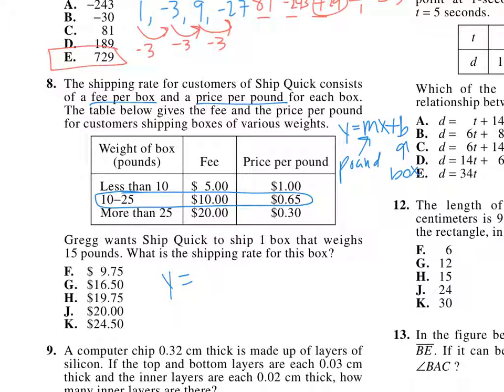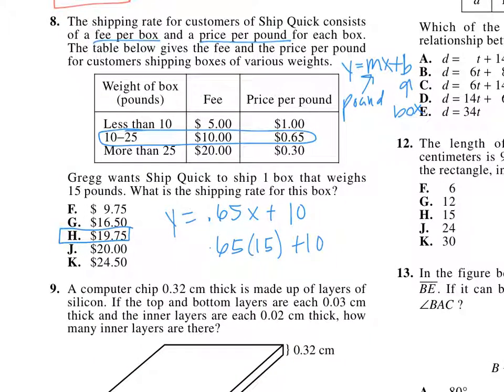So our y equals mx plus b, well, it's going to be 65 cents per pound plus $10 just to ship it at all. And then we know the box is 15 pounds, so we got to plug that 15 in. So 0.65 times 15, and then plus the $10. So $19.75. And like I said, questions like that can be put into a linear equation, you're going to see those a lot on the ACT. So the more practice we get with those, the better it's going to go.